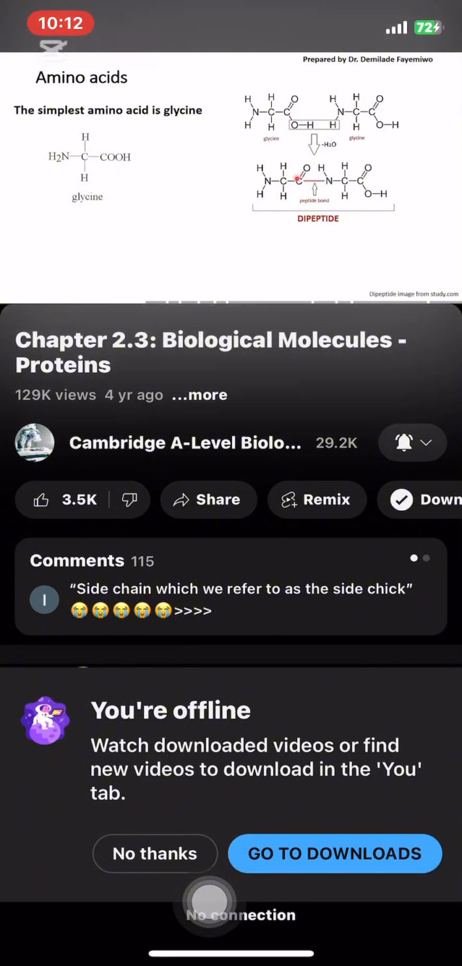This is very important, and I invite students to learn how to draw this peptide bond, how to join different amino acids together, because being able to do this is very crucial and is a question that has been asked many times in CAIE past papers.